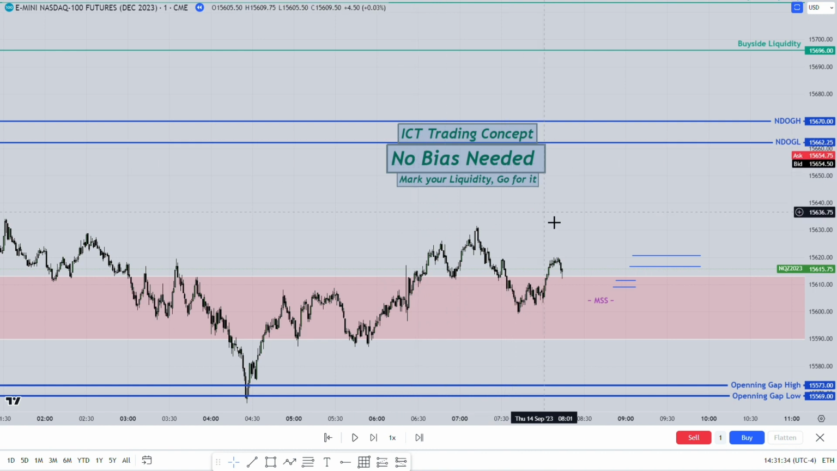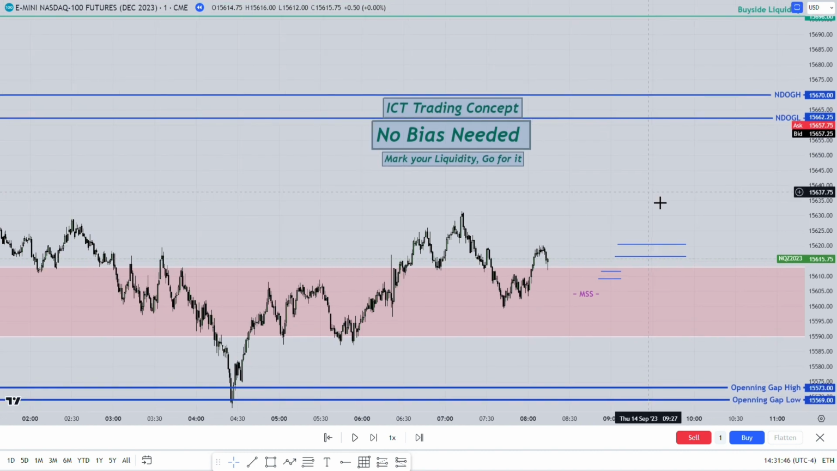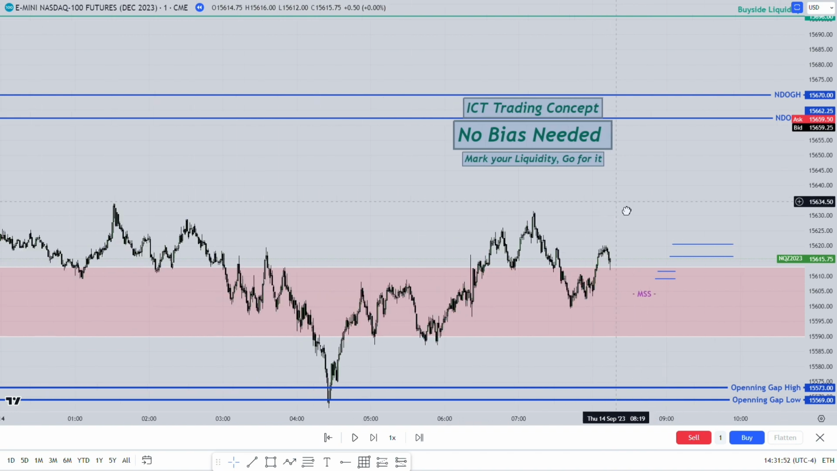If you don't have any bias, I know some of you are struggling with the daily bias, so you don't know how to analyze the higher time frame. It's very difficult for some of you. I'm not talking about all of you, but some of you are struggling with the bias. So if you don't have the bias, how do you trade? In that case, you can trade.